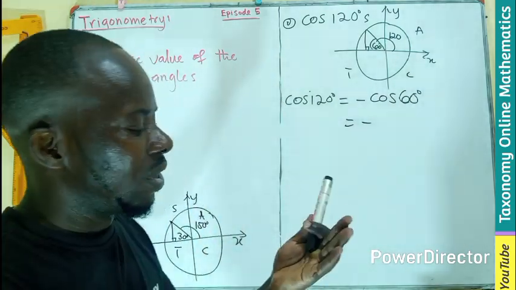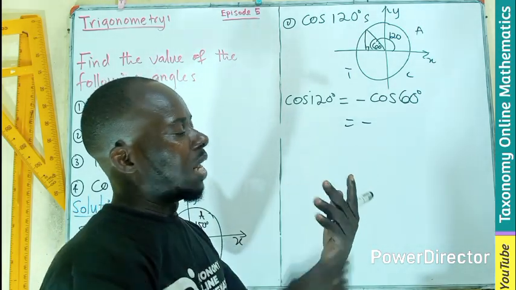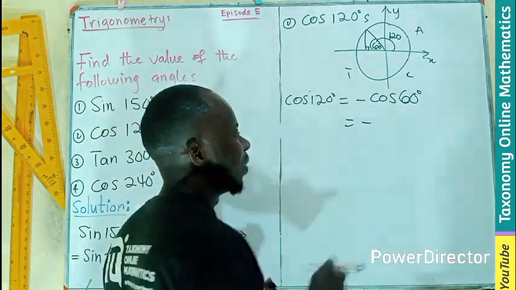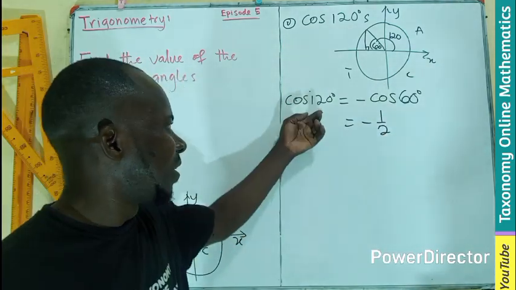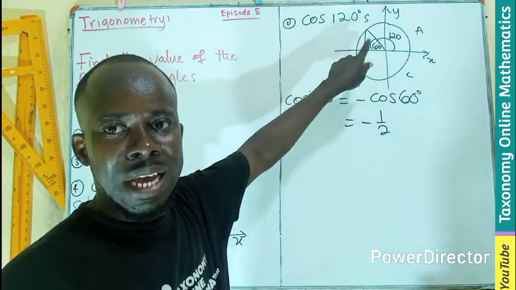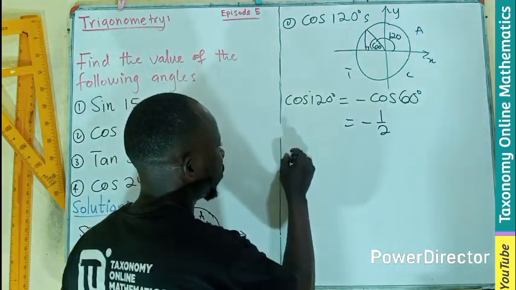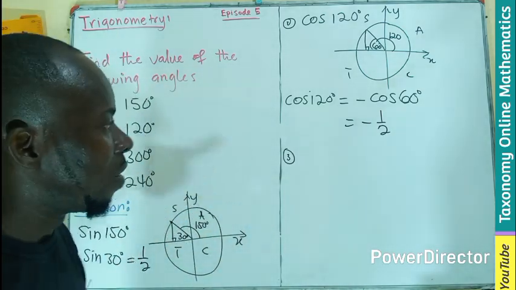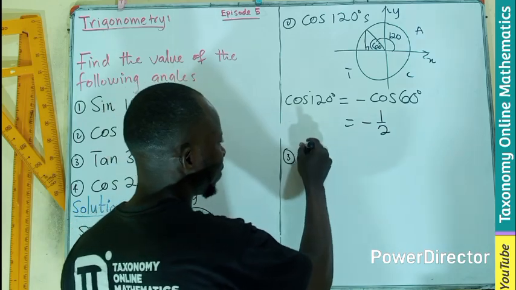So if I have 0, 30, 45, 60, cos 60 is also going to be 1 over 2, but negative. So this is giving you a negative value because cos is not positive in the second quadrant. All right. I'm sure if you got episode number 4, you will understand this perfectly. Let's go to tan.